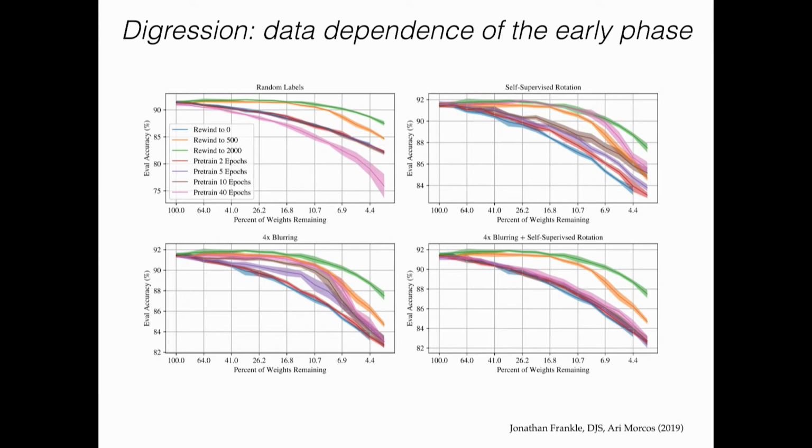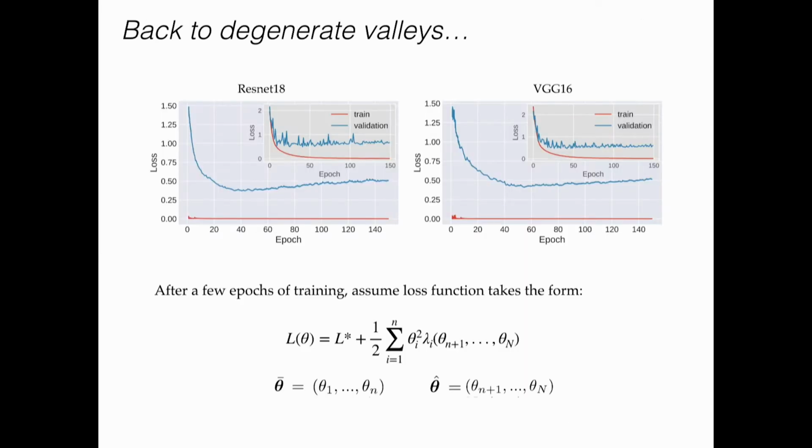So this is helping us tease apart what's going on during this complicated early phase of training, and this pruning framework makes it quantitative. Anyway, this was just a brief digression. Let me go back to these degenerate valleys that seem to emerge after this early phase, and let me think about SGD when you are in one of these valleys.